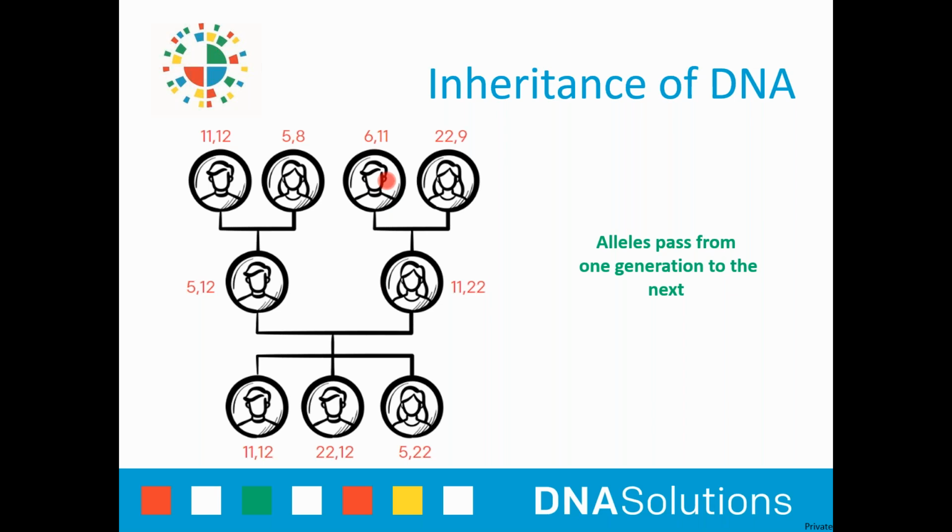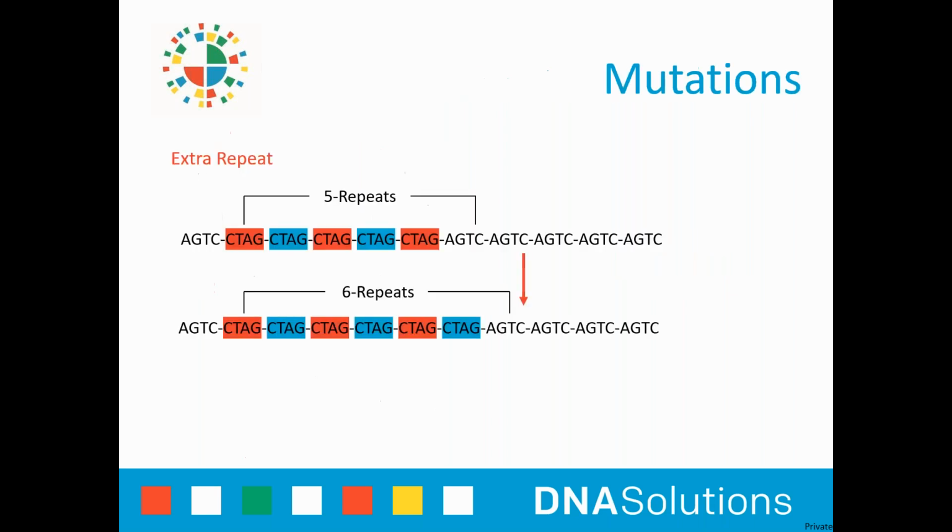You can't do secondary relationships with just one marker, or even with just a few. And you need statistics. So you need statistics to tell you how likely it is, and then you need more markers because just a few markers won't work. All right. Now, I mentioned mutations earlier.